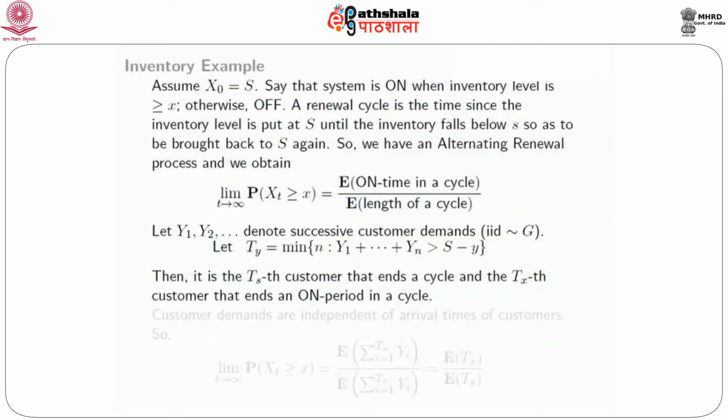cycle ends. So the cycle ends with the T_s-th customer, of course, and the T_x-th customer ends the on period in a cycle, because the on period is that period during which the inventory is greater than or equal to x. So it's the T_x-th customer that ends an on period in a cycle. So the T_s-th customer ends the cycle and the T_x-th customer ends an on period in a cycle.